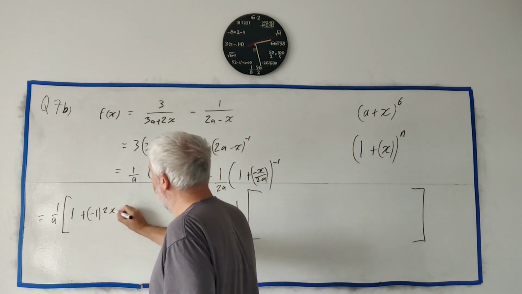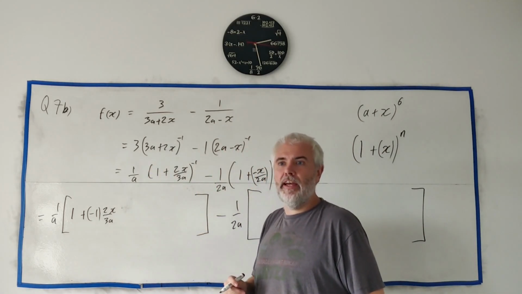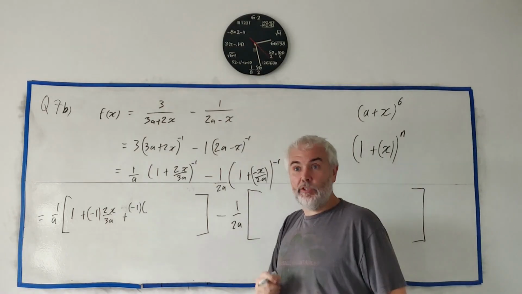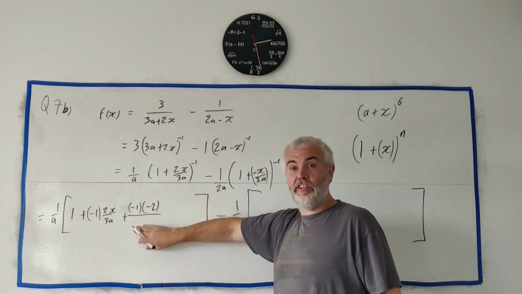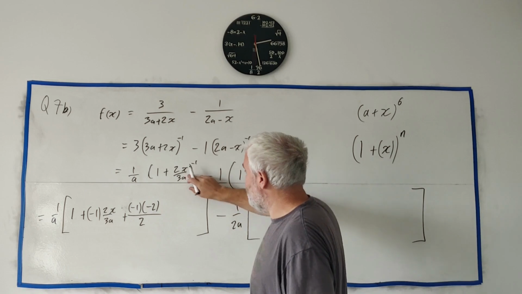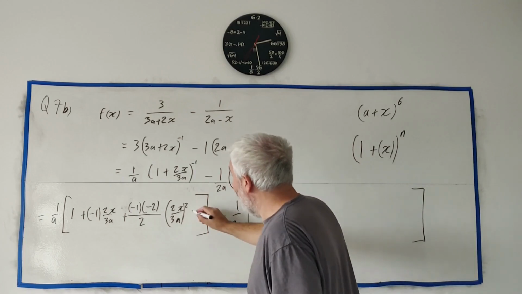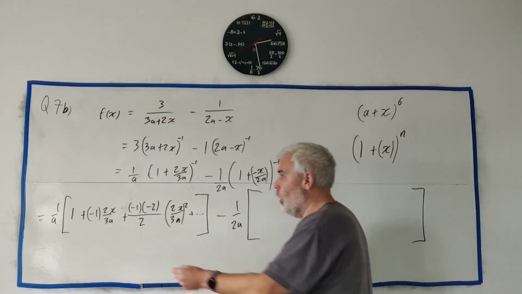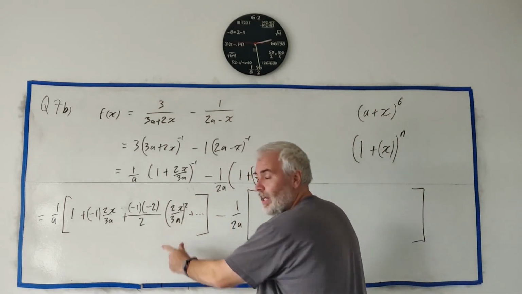This is 2x over 3a. Then we get, there it is there, plus n, which is minus 1, multiplied by n minus 1. That's minus 1, take away another 1, it's minus 2, divided by 2 factorial, that's 2 times 1, which is just 2, multiplied by x squared, so that's 2x over 3a and all of that is squared. And this continues on, but they only wanted the x squared term. There's no x out here multiplying into it, so they want just up to the x squared term.